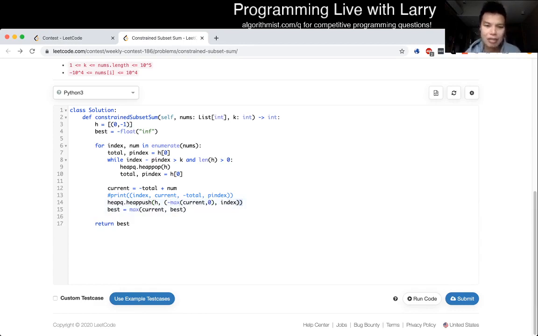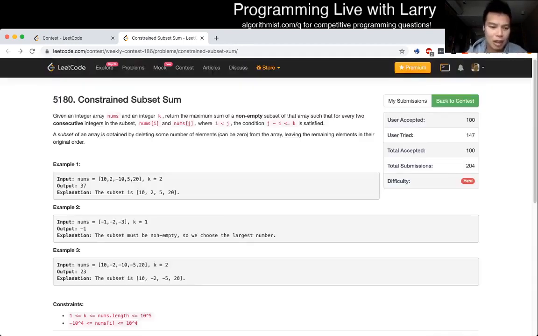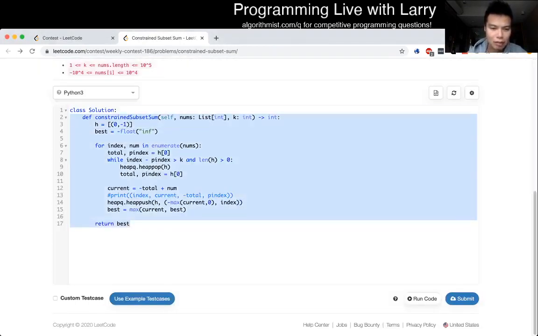But I think I just misread that one a little bit, or at least I misunderstood the constraints a little bit. Let me think about a window.